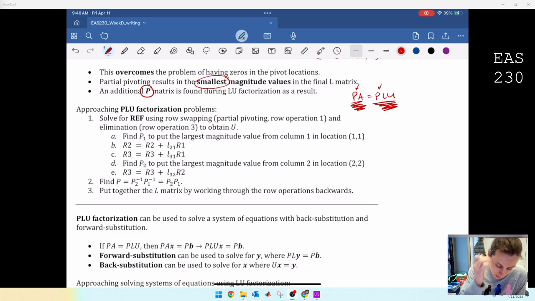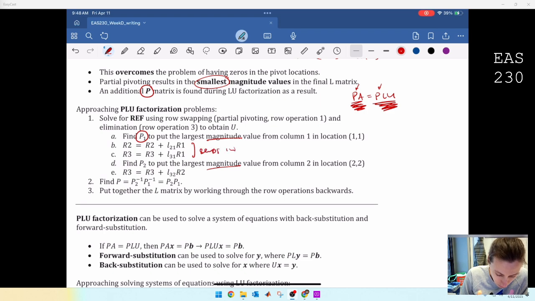So step number 1 is find P1. Find which rows you need to swap in order to put the largest magnitude, keyword magnitude, value in column 1 in location 1, 1. So just put the largest number from column 1 in the pivot location in 1, 1. Then we can go ahead and do our elimination steps. Find the zeros in column 1.